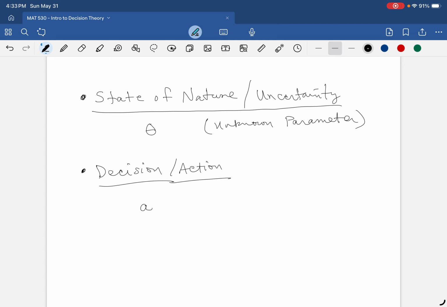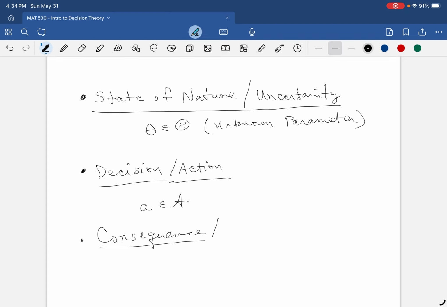And each one of these come from a space, and those spaces usually coincide since the action essentially is to estimate theta. Typically we use a fancy uppercase A for the action space, and we use an uppercase theta for the parameter space. Okay, so now we want to bring in the consequence.